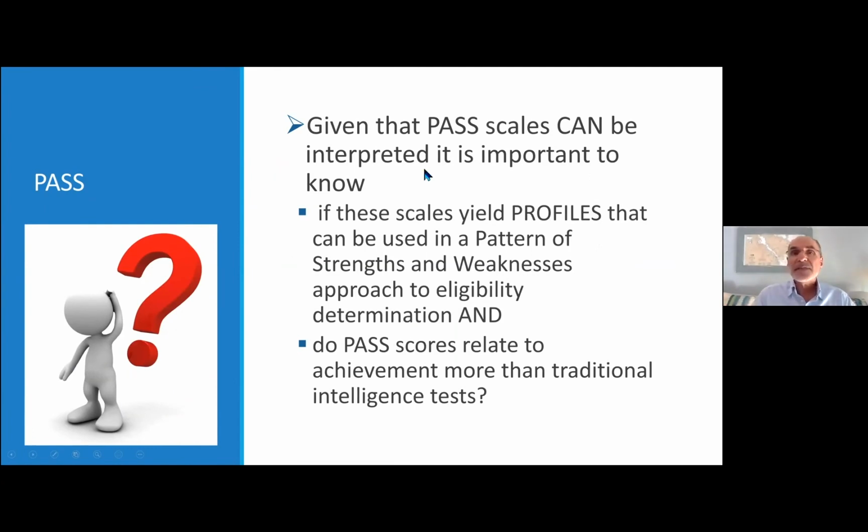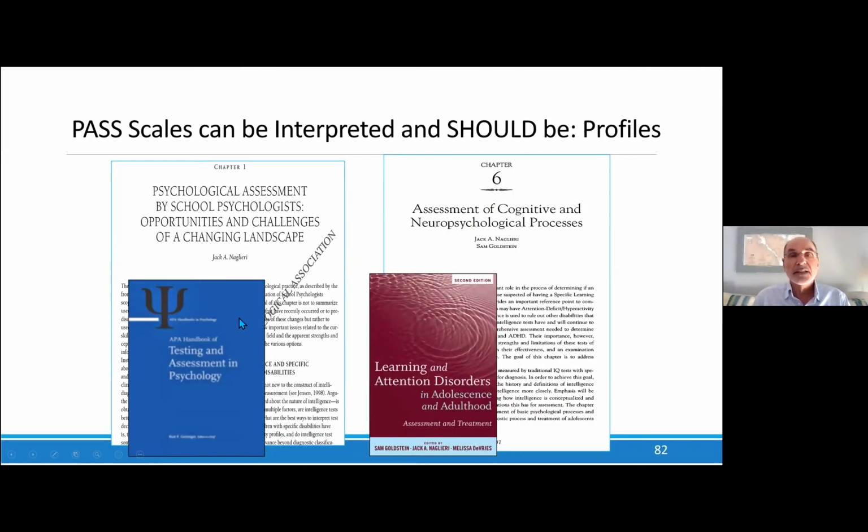Now, if in fact we're going to interpret scales, the next really important question is: is there evidence that there are actually profiles on PASS? Do those profiles make sense? And do PASS scores really relate to achievement? So more research is needed. Well, let me show you what I've found. In a couple of different book chapters, I've summarized again. I go to all the resources, find the research, summarize it. That's all I'm doing here.